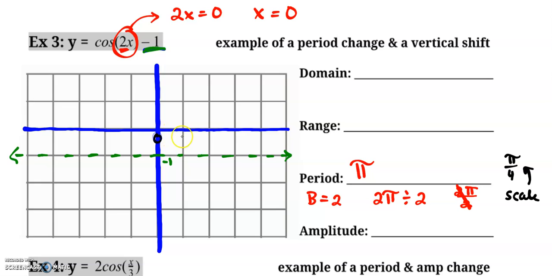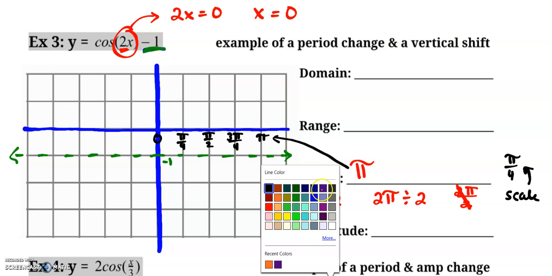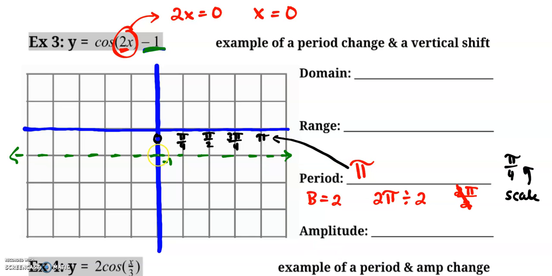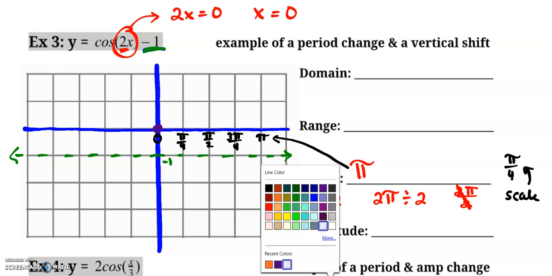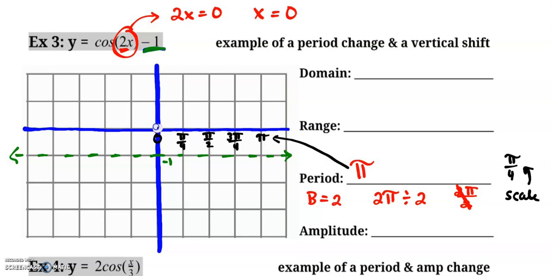So we're starting at 0, then pi over 4, then 2 pi over 4, which is really just pi over 2, then 3 pi over 4, and then 4 pi over 4, which is just pi. Notice how that number matches our period. That means that's where my graph should end. And since we're graphing cosine, cosine's supposed to start 1 unit above the midline, so it's really going to start at 0. I'm going to try and pick a much lighter color. 0, right there.